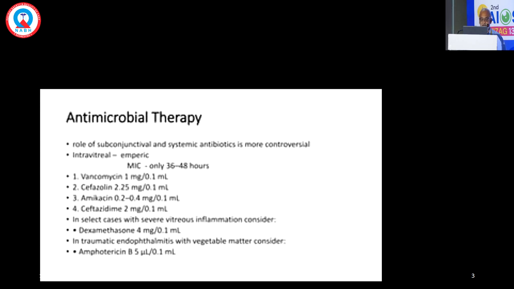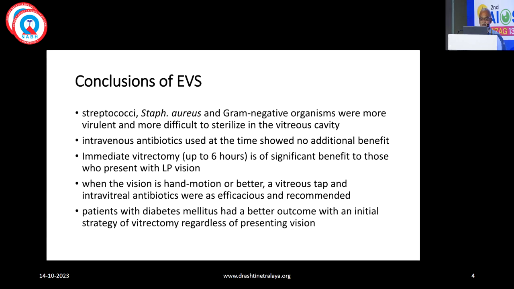And these are the microbial doses that are all available and everybody knows. So these are the conclusions of the EVS. Intravenous antibiotic used at the time showed no additional benefit. Immediate vitrectomy is of significant benefit to those who have only light perception vision. When the vision is hand motion or better, a vitreous tap and intravitreal antibiotic is efficacious and recommended.